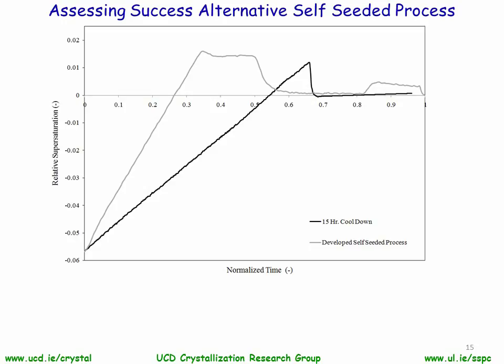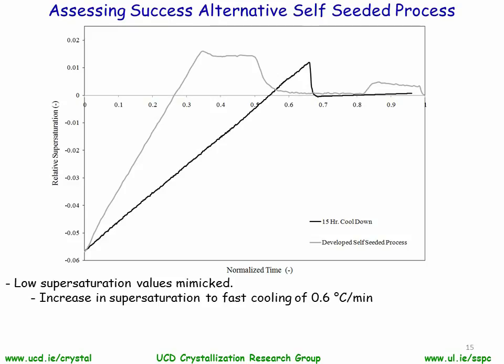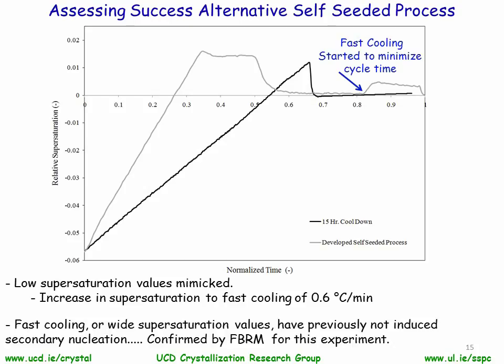So it just shows that with the preparation of a self-seeded bed, if you're careful and allow the desupersaturation to the solubility curve, you can cool very rapidly towards the end of the batch. Here you can see the inflection point in our supersaturation profile, which indicates the increased cooling of 0.6 degrees centigrade per minute. But the important thing is that the increase in supersaturation was attributed to particle growth and not secondary product nucleation.